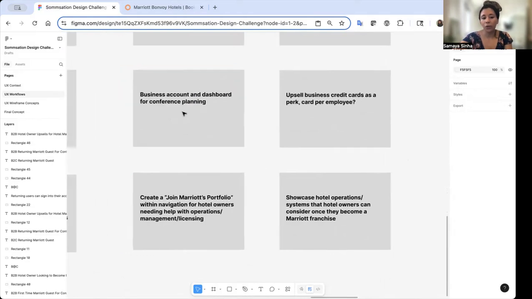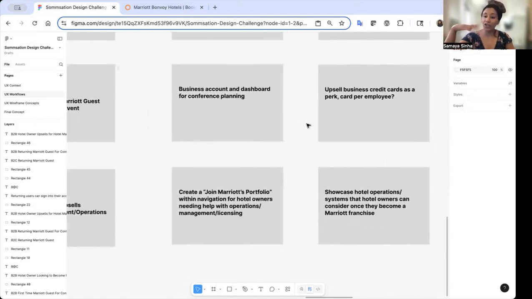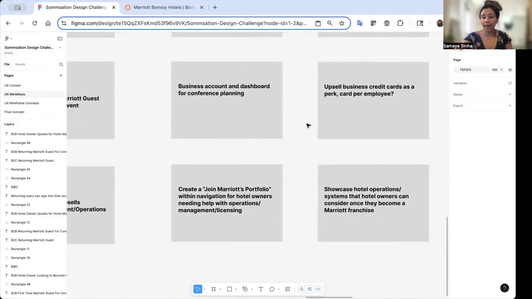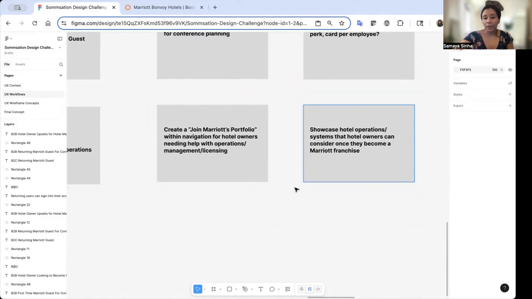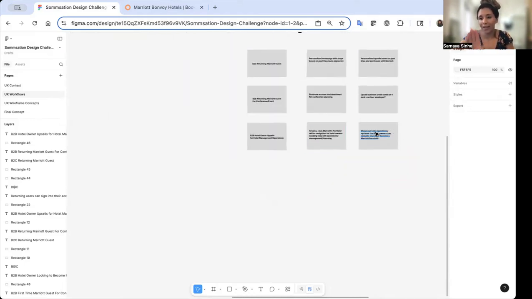And I would also, from a business perspective, want to create a business account or dashboard for conference planning, for managing employee credit cards, things like that. And again, thinking about that Join Marriott's portfolio within the navigation, showcasing hotel operation systems and hotel owners, so that hotel owners can consider how they want to engage with the Marriott brand or Marriott franchise. And that's probably going to lead to a separate website from an architecture perspective.